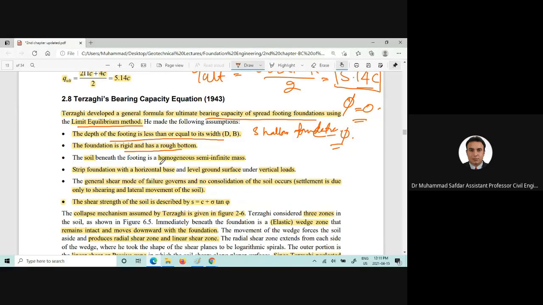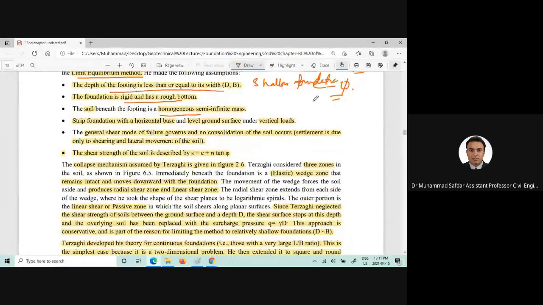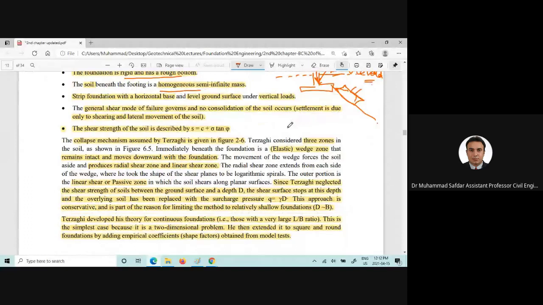The soil beneath the footing is homogeneous. It is a strip foundation with a horizontal base, so the load should be applied vertically, and the surface should also be leveled. The load inclination and the sloping surface will be discussed in the Meyerhof bearing capacity equation. So for a level surface and vertical loads, Terzaghi's bearing capacity is applicable. Another major assumption is the general shear mode of failure. Mohr-Coulomb failure criteria should be used for the shear strength of the soil.